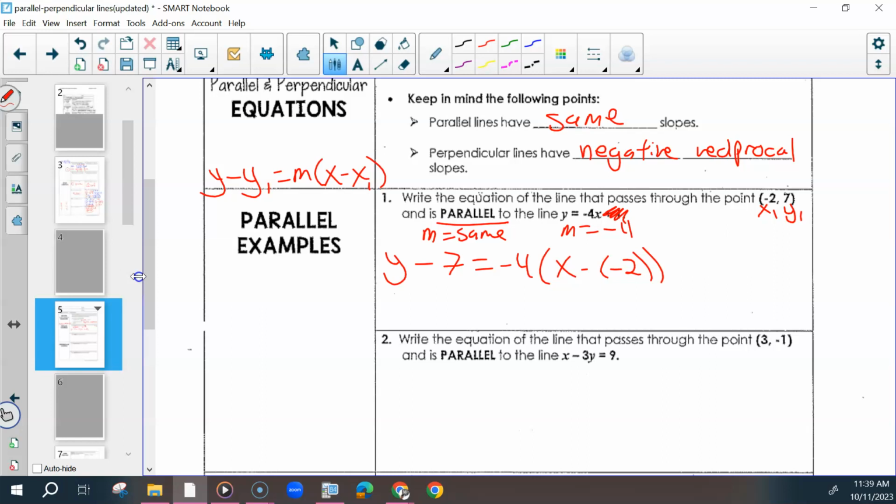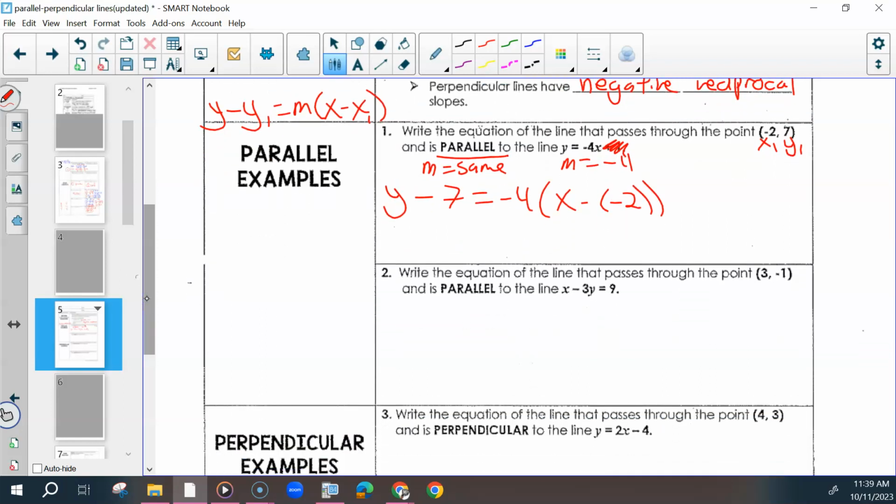Now the process is just like with what we were doing when we were writing. We're going to get this back into slope-intercept form. So we need to combine this, make it a plus, before we can distribute. And then the last step to get y by itself: add 7 to both sides. So we have y equals -4x minus 1.